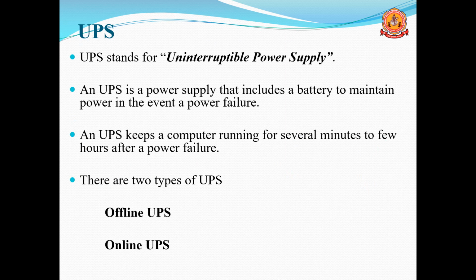Then the next one is UPS. UPS means uninterruptible power supply. A UPS is a power supply that includes a battery, mainly to maintain power when there is a power failure. When power suddenly goes off, at that time the system should not shut down. You have to retain the system for some time. For that purpose, we use a battery, which is known as UPS, uninterruptible power supply.